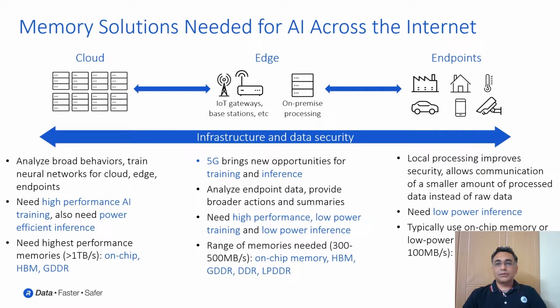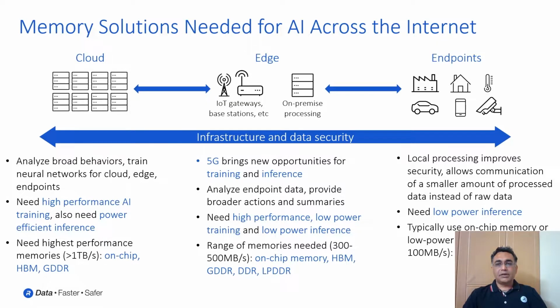AI solutions are present throughout the internet. AI requirements are different at different points in the network. Let me talk about compute and memory requirements at cloud, edge, and endpoints. I will start at cloud. It has high performance AI training. We have the highest memory bandwidth requirement, typically greater than 1 terabyte per second. Here on-chip memory, HBM, and GDR memories satisfy these requirements.